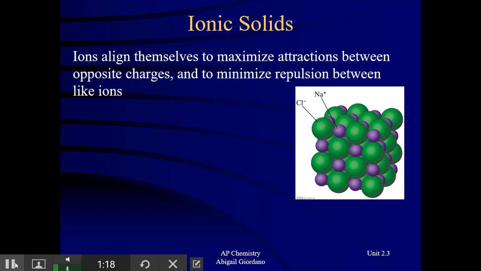I also want you to notice that in an ionic solid, unlike a covalent compound, we don't have isolated compounds. We don't just have one Na and one Cl bonded together as one unit, and then off to the side another Na and Cl bonded together. Ionic solids are not discrete molecules. They are whole blocks of ions, like what you're seeing in front of you.